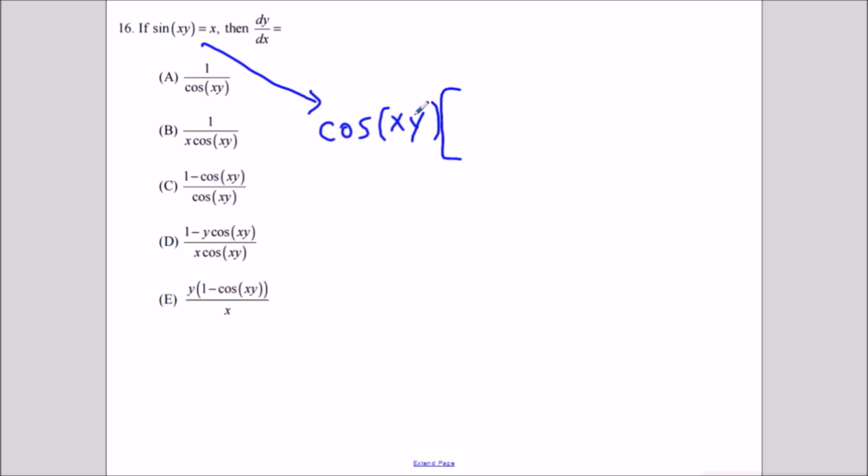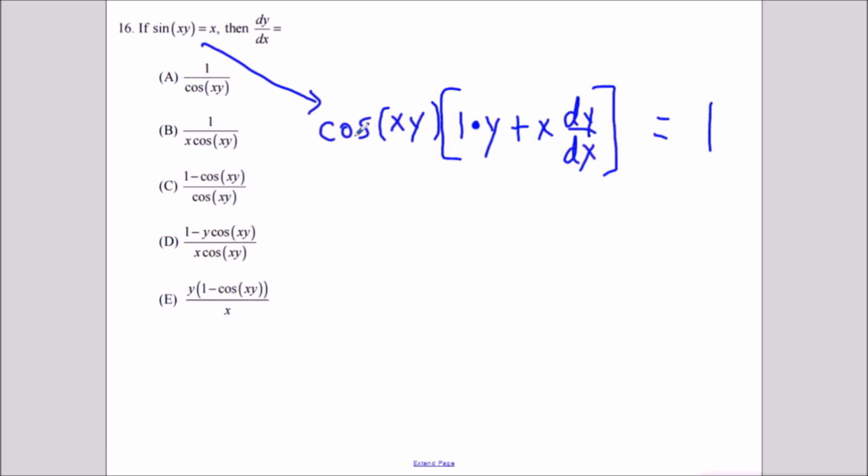But to take the derivative of x times y, we have to use product rule, and the derivative of x is 1, and we have times y, plus x, and the derivative of y we're going to call dy dx because we're taking the derivative with respect to x in this question. Okay, and then don't forget, a lot of people will somehow mix this step up. Don't forget to take the derivative of the right-hand side, and the derivative of x is equal to 1.